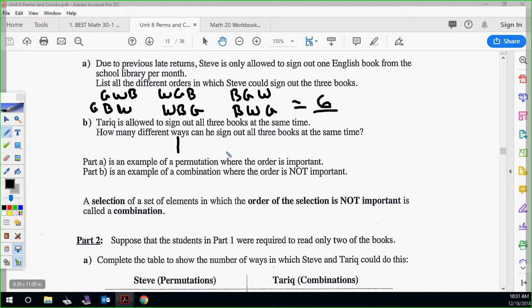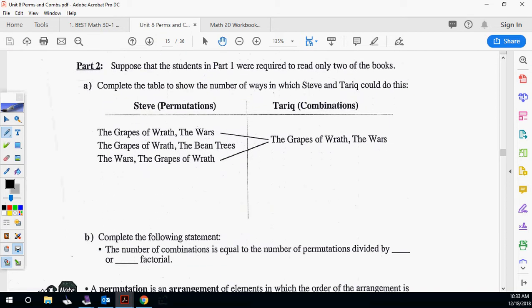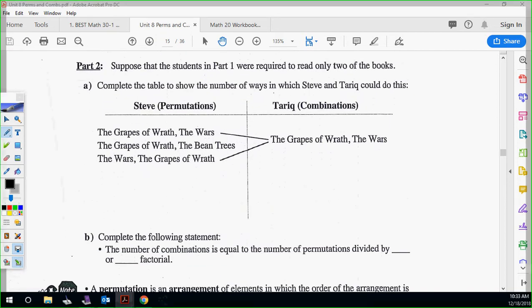Part A: a selection of a set of elements in which order of selection is not important is called a combination. So if order doesn't matter, we're thinking combination. Suppose the students in Part 1 were required to read only 2 of the books. Complete the table to show the number of ways in which Steve and Tariq could do this.